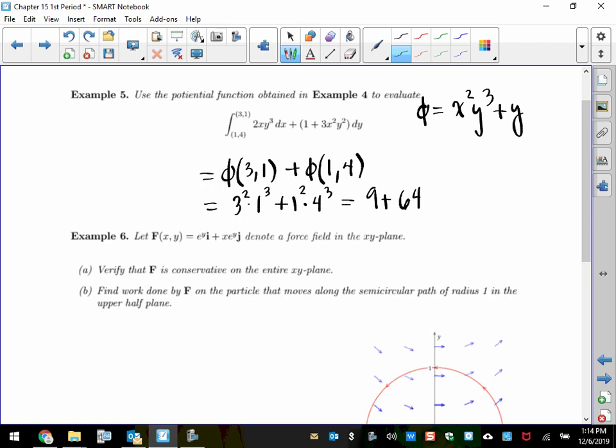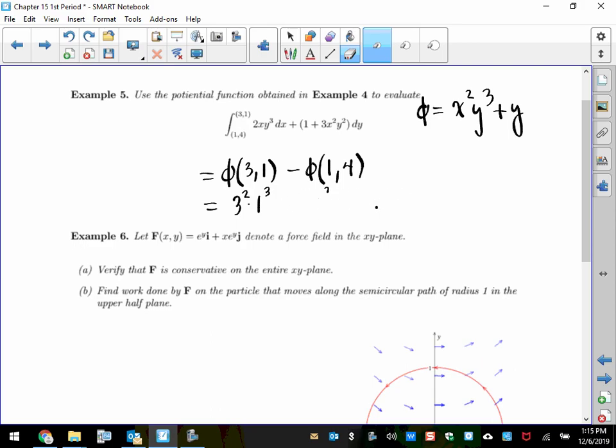Oops, I put a plus in between these. We want a minus, so 9 minus 64, which is negative 56. Is it negative 55? What is this? Ooh, I evaluated this wrong. I'm sorry. Let's fix this.